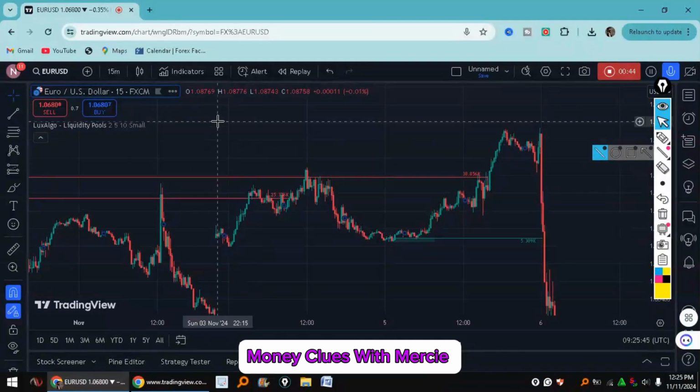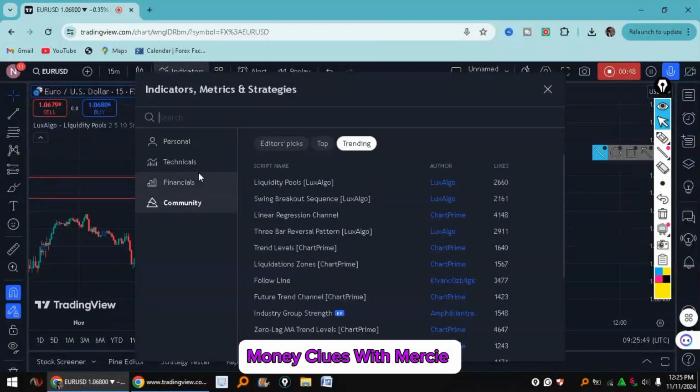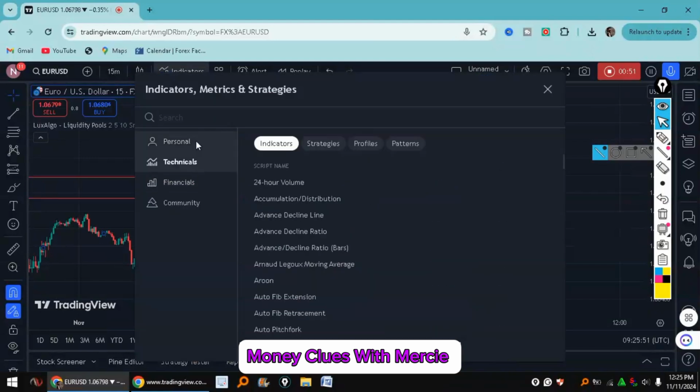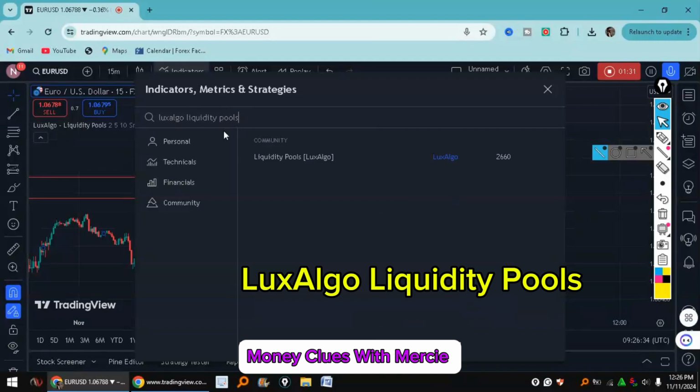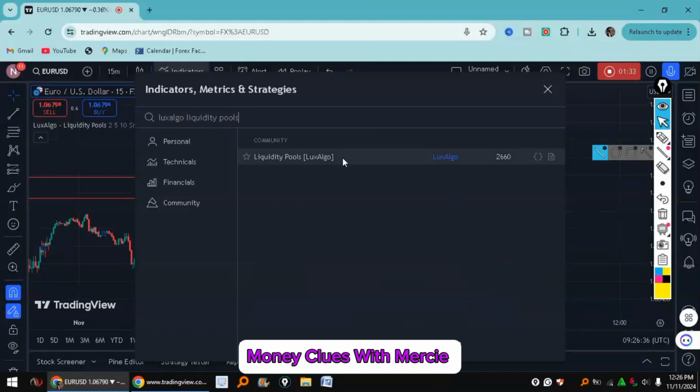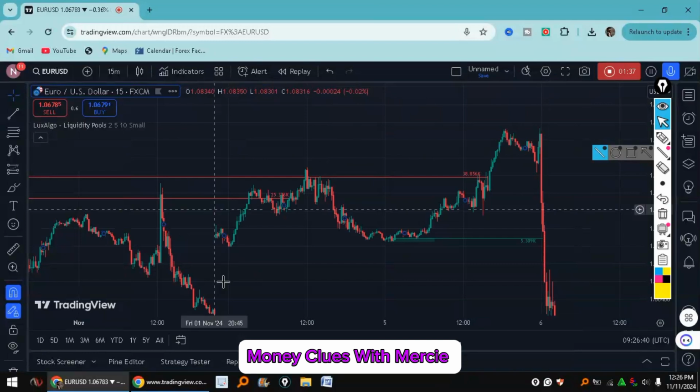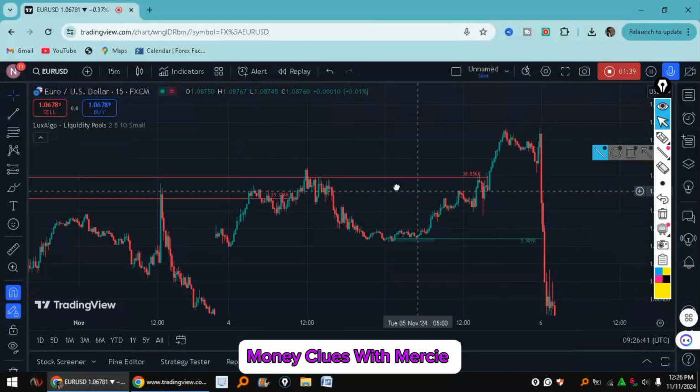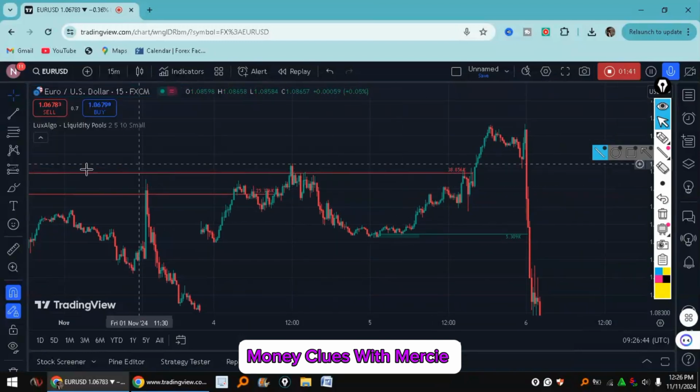Okay, so guys, to add the indicator, you're just going to click on indicators, tap right there, and then technicals. You're going to type LuxAlgo Liquidity Pulse, this one right here. Click on it, and once you click on it, it will appear like this right on your chart. This is basically what we really need.